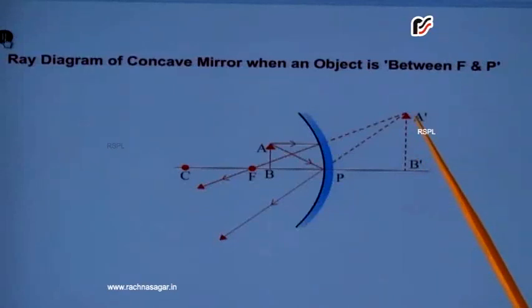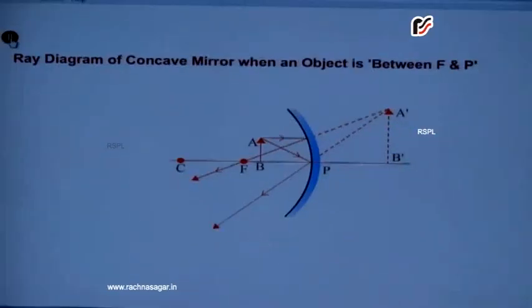The nature of the image is virtual. The image size is more than the object size, that is, enlarged, and the image is formed behind the mirror. The final image is virtual, enlarged and behind the mirror.